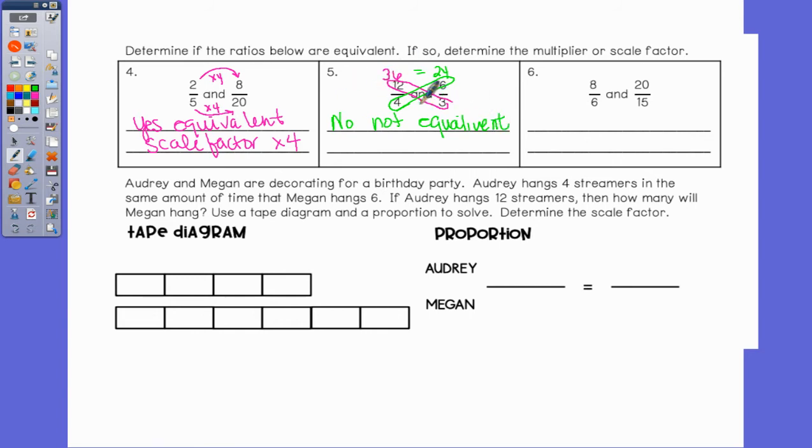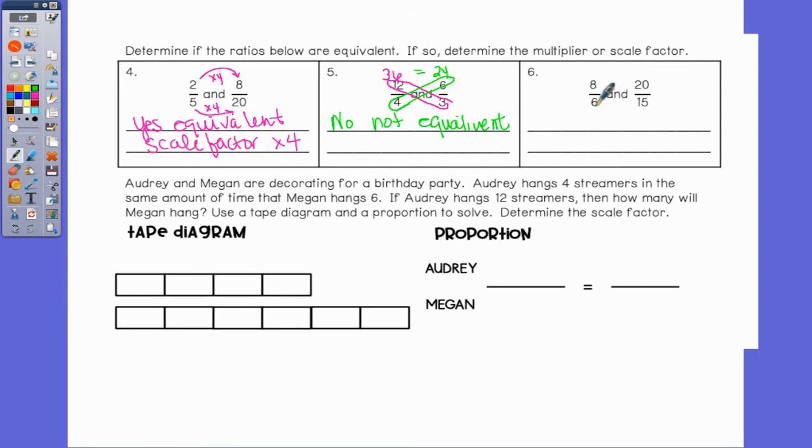We do not use this method when we add or subtract fractions. We only use cross multiplication during this process when we're determining if they're equivalent, or we are using proportions and trying to find a missing variable. Very bad math if you use that in fractions.